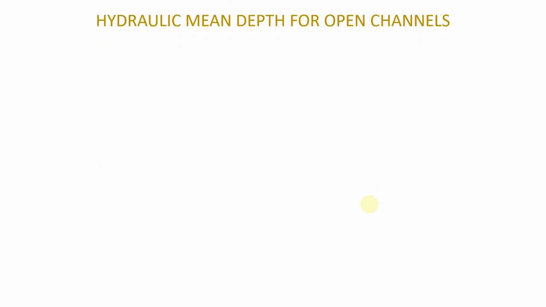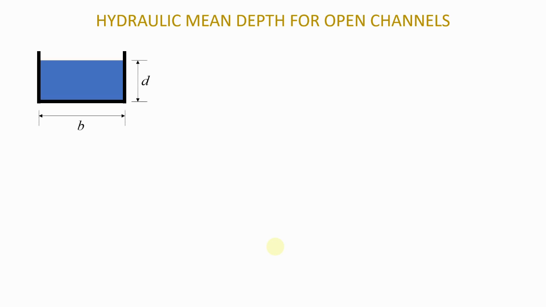Now, let us look at the hydraulic mean depth for open channels. This is just a quick exercise we're going to do just to allow you to understand how we find the hydraulic mean depth for open channels. And so first, let us look at the situation like this. So this is a rectangular tank, as you can see, and it's got its sides. B is the length and D is the height of the water. Okay, so we may call B the breadth of the water and D is the depth of the water inside of the tank.